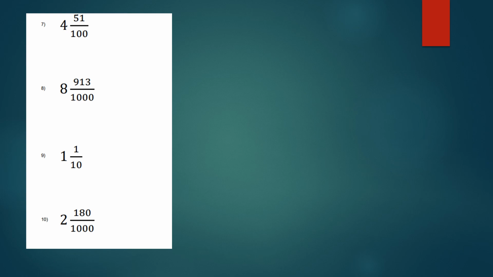We can also do that for mixed numbers. So for number 7, we have 4 and 51 hundredths. So that is written as 4 and 51 hundredths. Then we have 8 and 913 thousandths. 8 and 913 thousandths. 1 and 1/10. 2 and 180 thousandths.